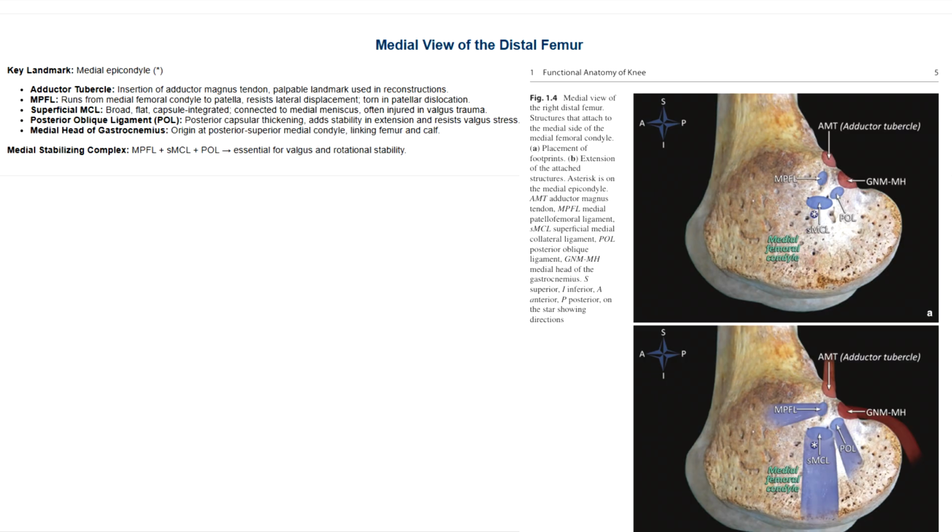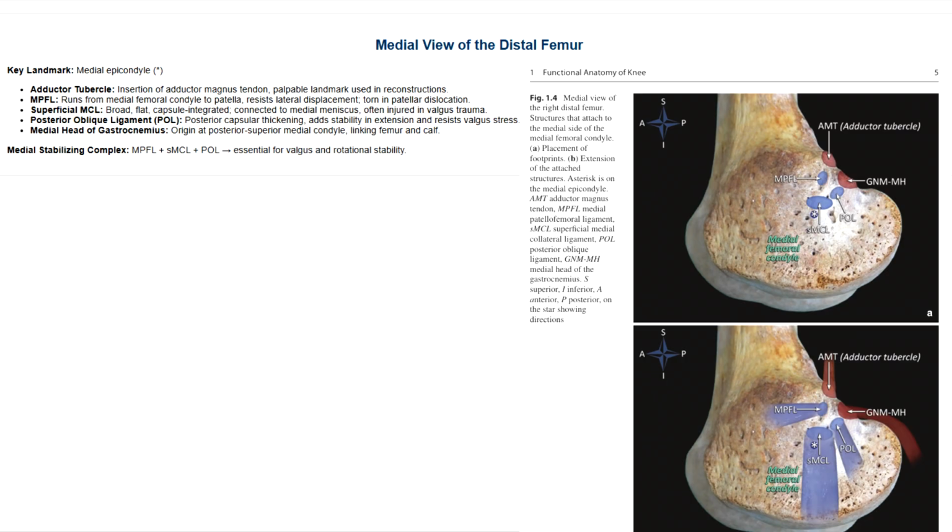Now, let's think clinically. When a patient presents after a valgus injury, the so-called unhappy triad, the medial collateral ligament, medial meniscus, and ACL are often torn together. Why? Because of their anatomical connections. The MCL is directly tethered to the medial meniscus, and valgus force stretches both simultaneously.